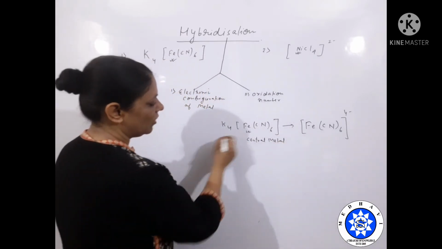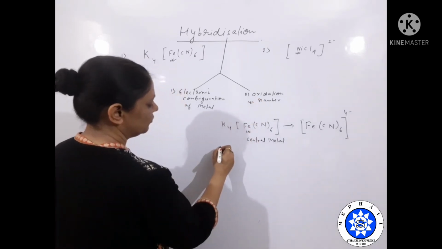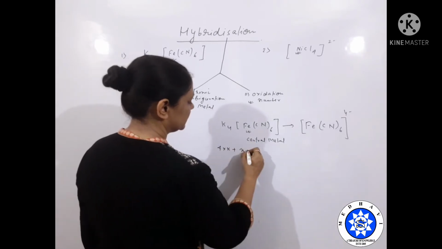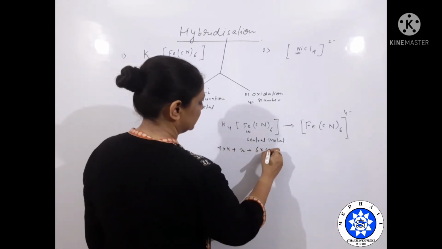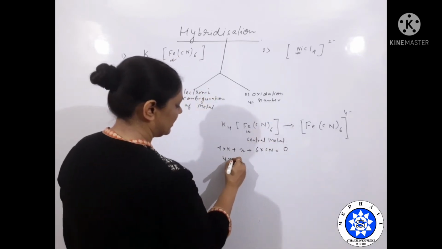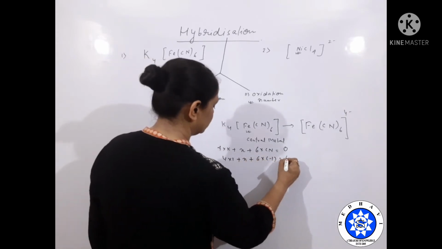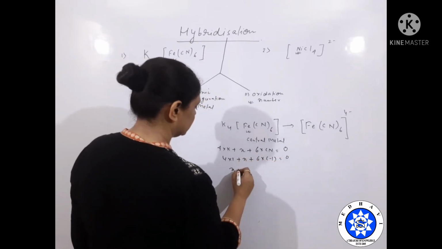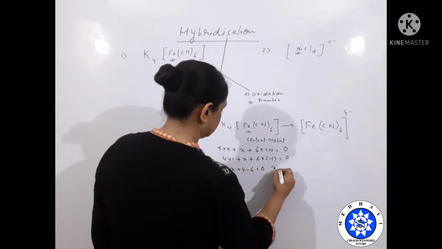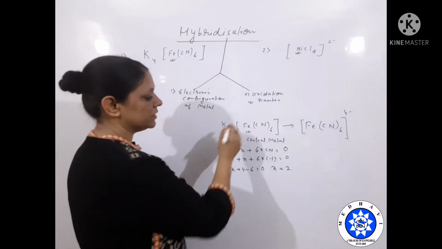So first we need to find the oxidation number. Potassium, 4 potassium is there. Central metal consider X. 6 cyano is there. There is no charge, so it is 0. Potassium valency is +1. Cyano valency is -1. So 4 plus X minus 6 is equal to 0. X is equal to +2. This is the oxidation number of central metal.